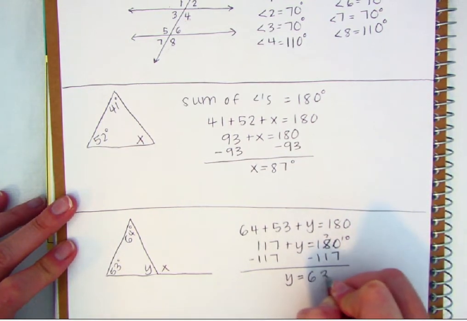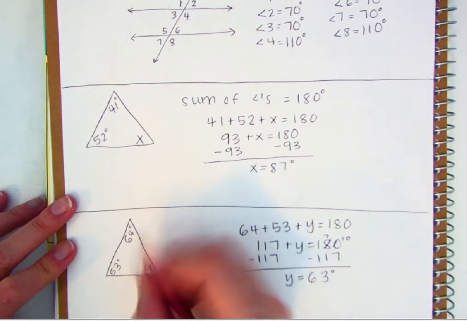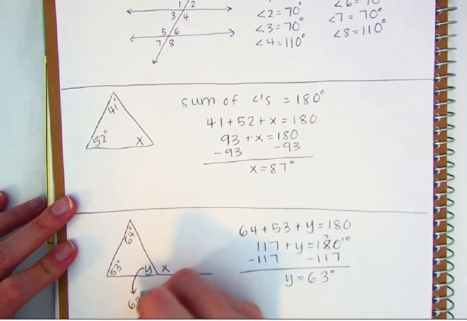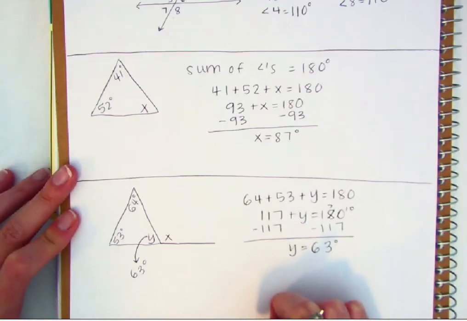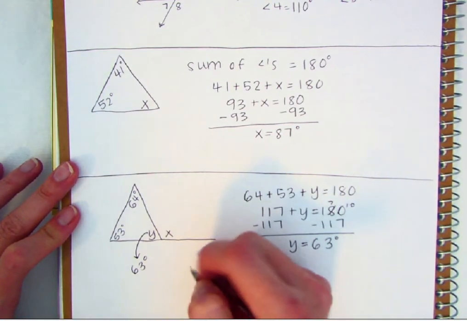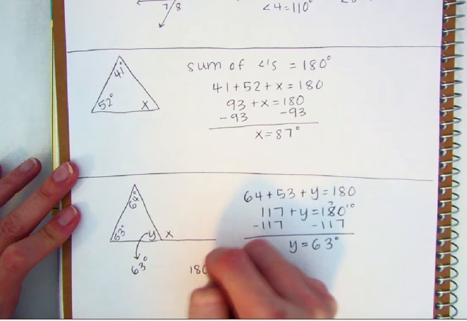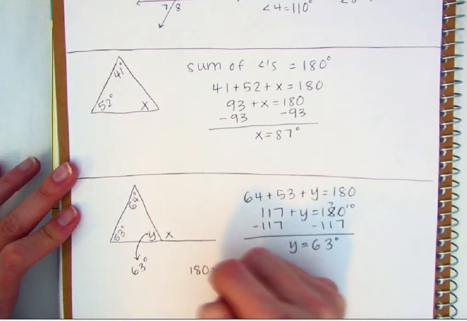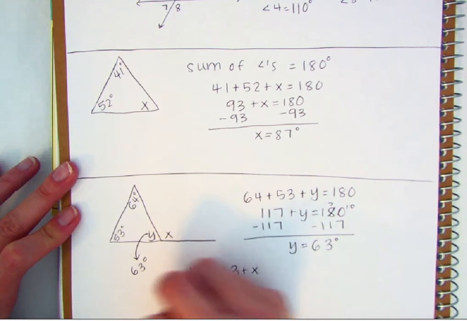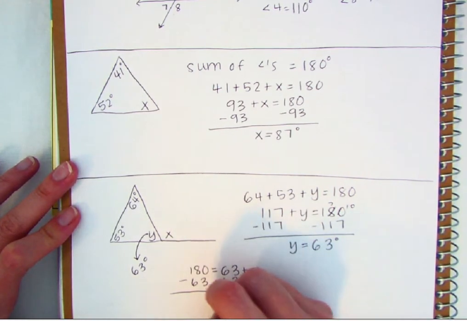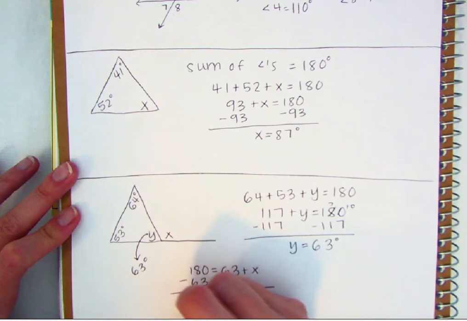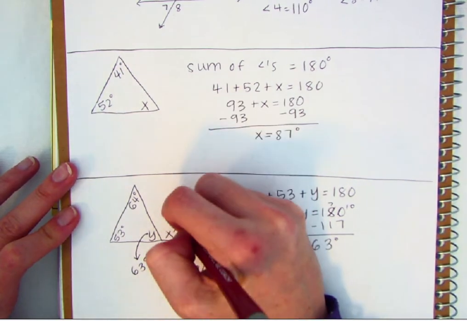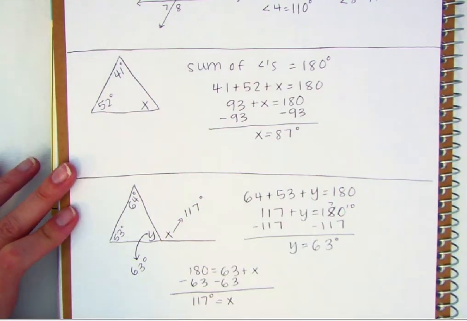Now, if I know that this is 63 right here, to find x right here, I'm going to do 180 is equal to 63 plus x. Then I subtract 63, and I'm left with the fact that x is equal to 117 degrees. So this is 117 degrees.